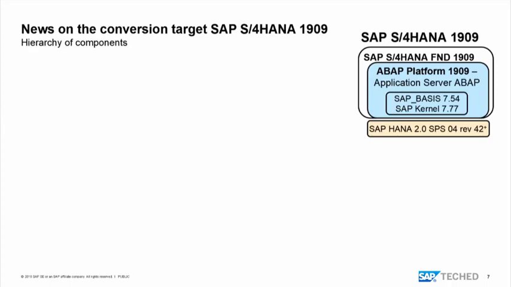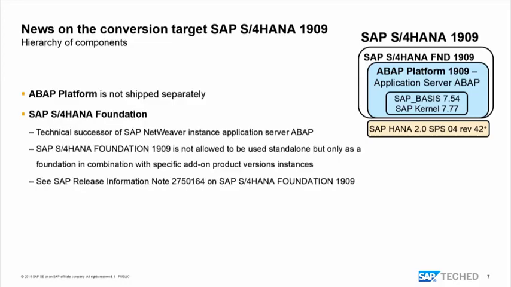It's based on the ABAP platform, and we have something new, the S/4HANA Foundation. The ABAP platform as such is not shipped separately, so you cannot install a pure application server on basis 754. And the S/4HANA Foundation is a kind of successor of the ABAP server in the NetWeaver world.